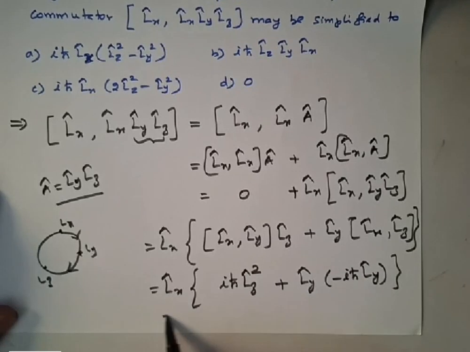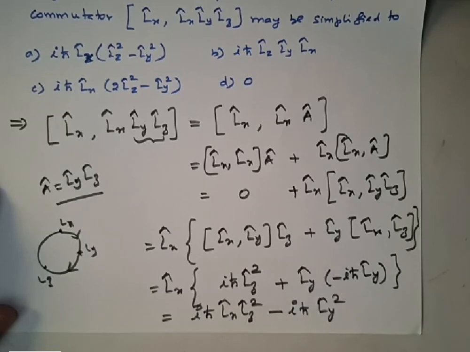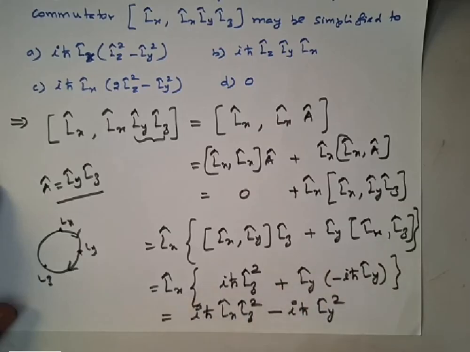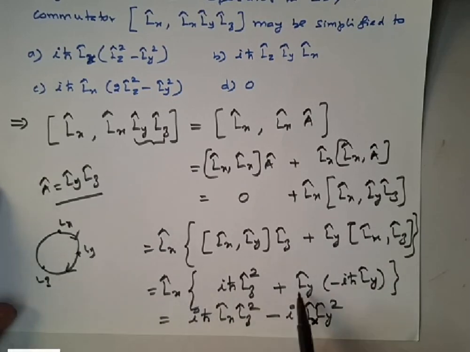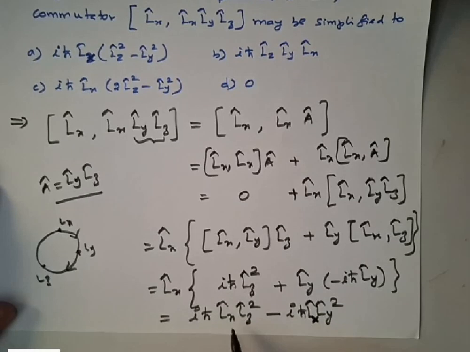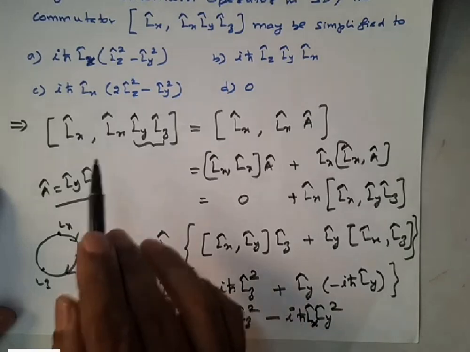So what we get is iħ cross, and here we get Lx into Lz squared, and here we have minus iħ cross into Ly squared. We'll take iħ cross as common. Lx should be multiplied here, so Lx, Lz. So now check the options.